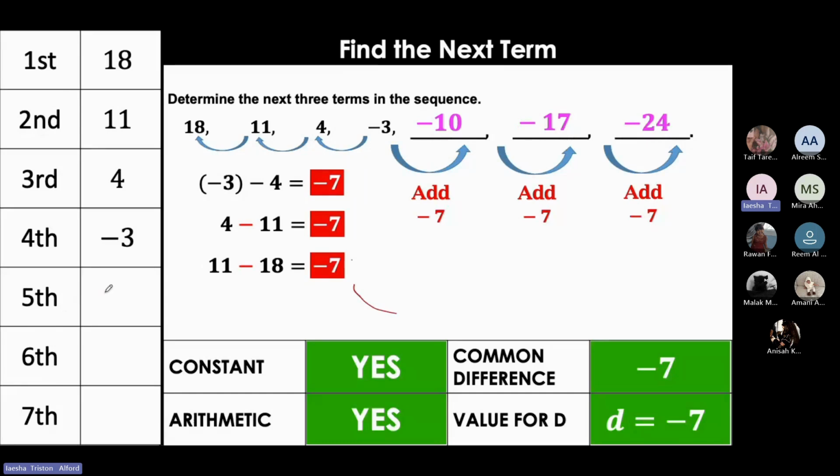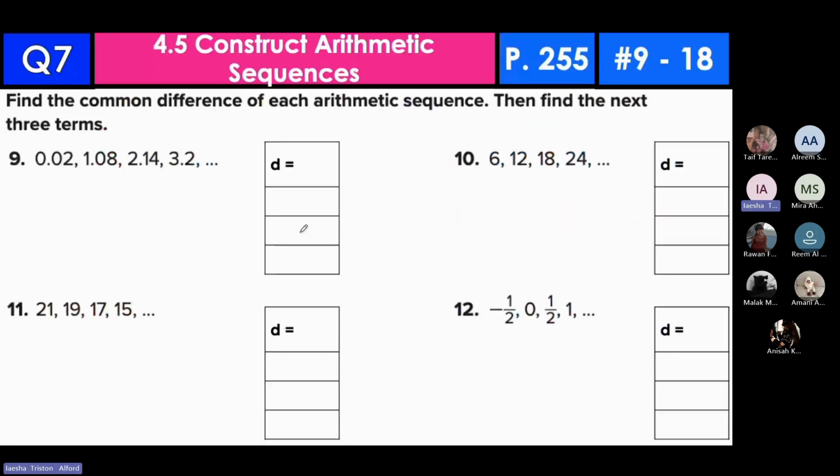So what are the next numbers in the line? The 5th number is negative 10, then negative 17, negative 24. This sequence is increase or decrease? This is decrease. Good. How do you know? Because the common difference or D is negative. Come on. So that's it.